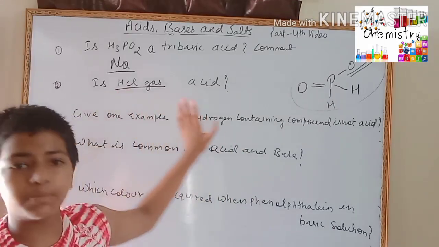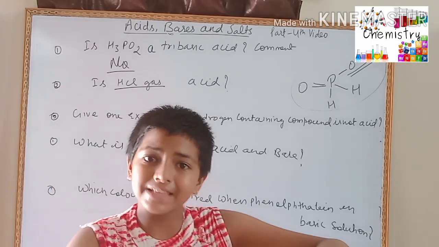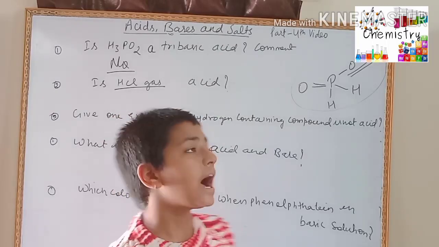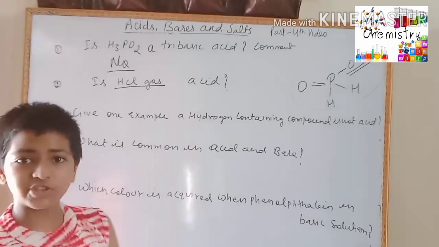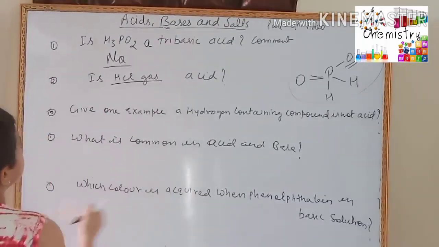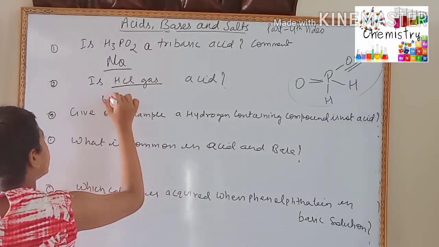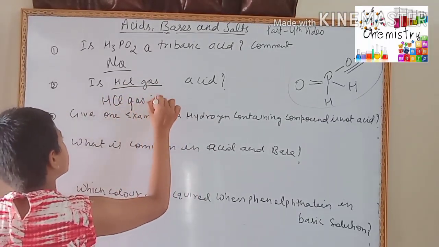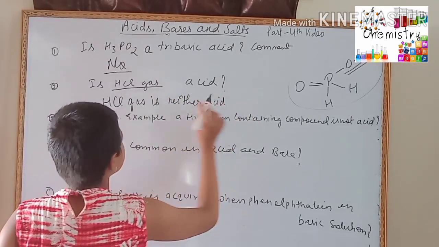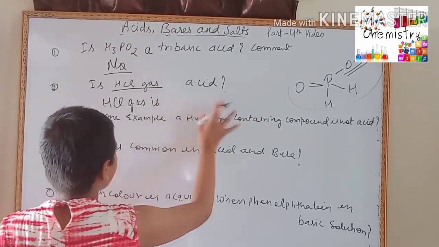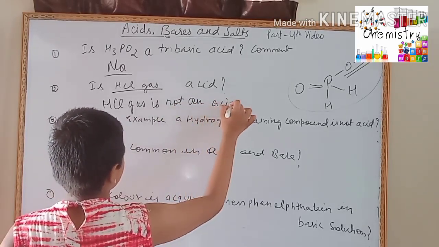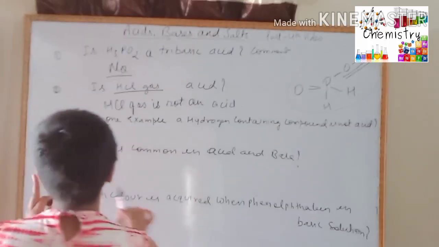So when you cannot dissolve this HCl gas in water, how will you know which ion is going to be released, OH ion or H ion? Therefore, it is neither an acid nor a base. According to this question you will only write that HCl gas is not an acid.